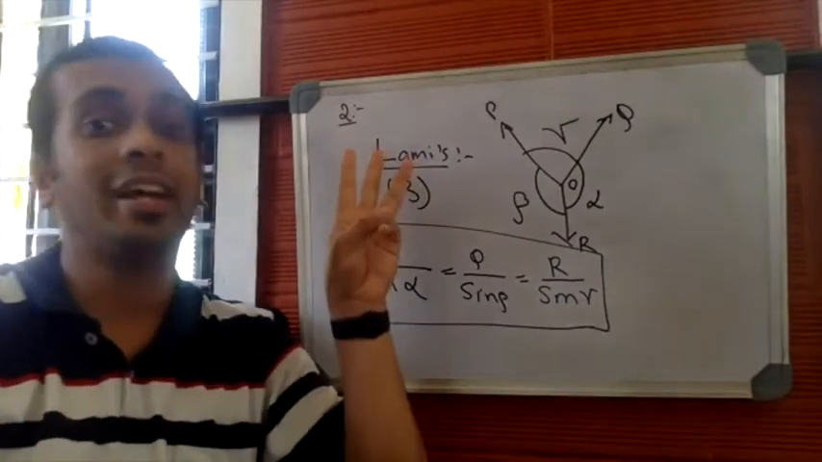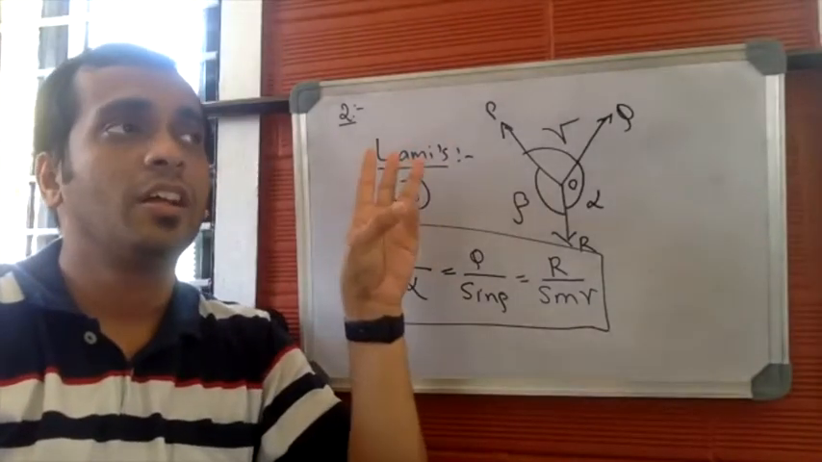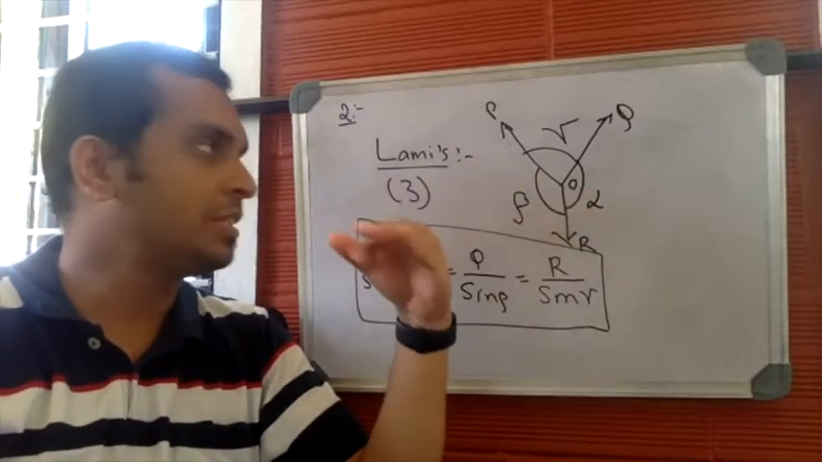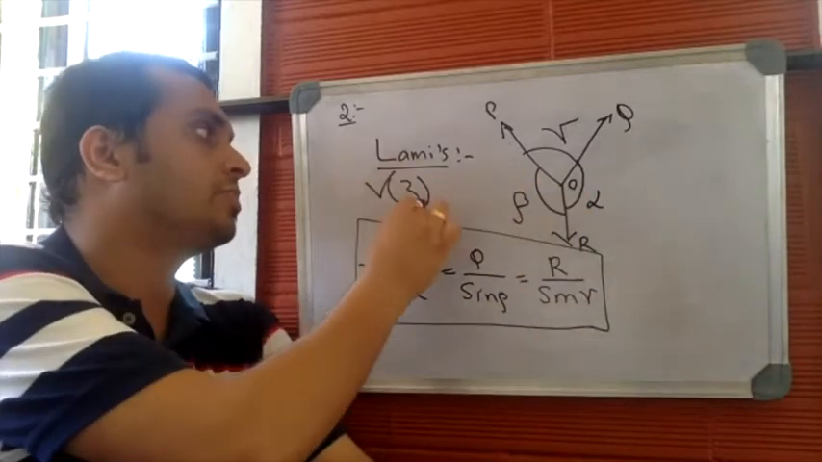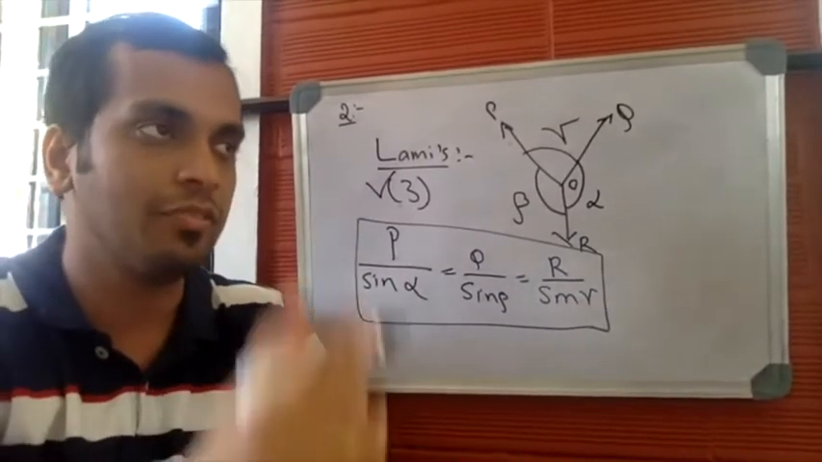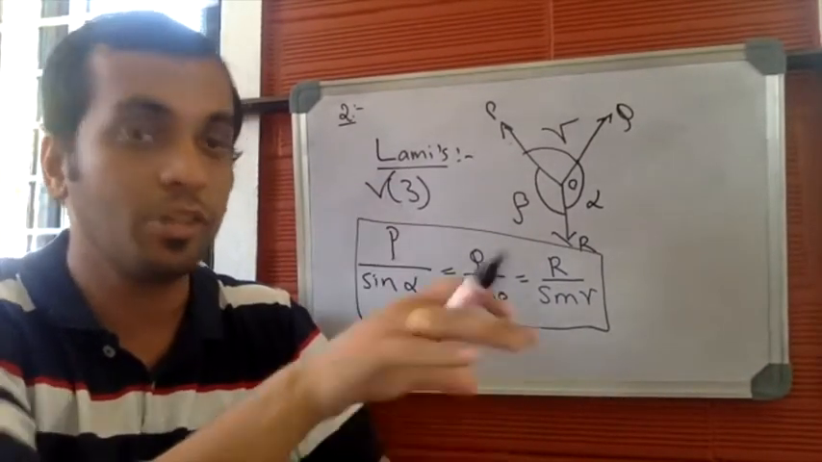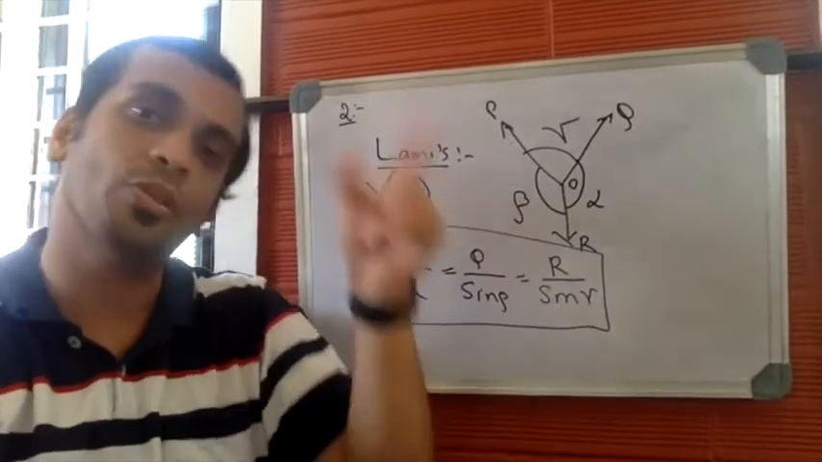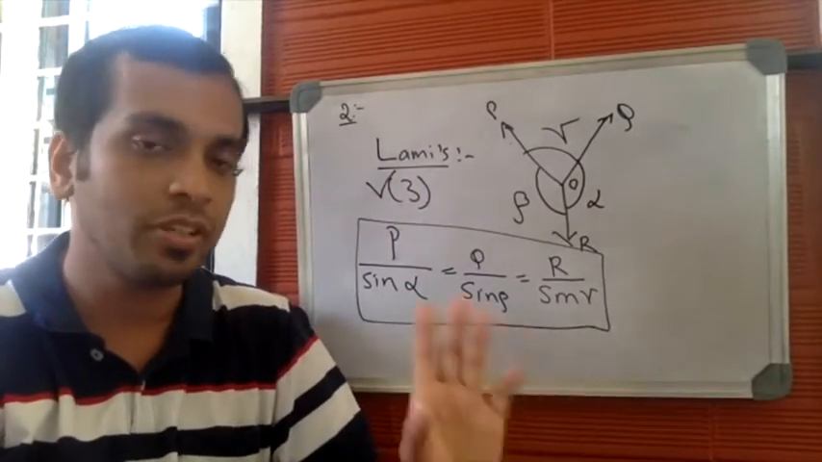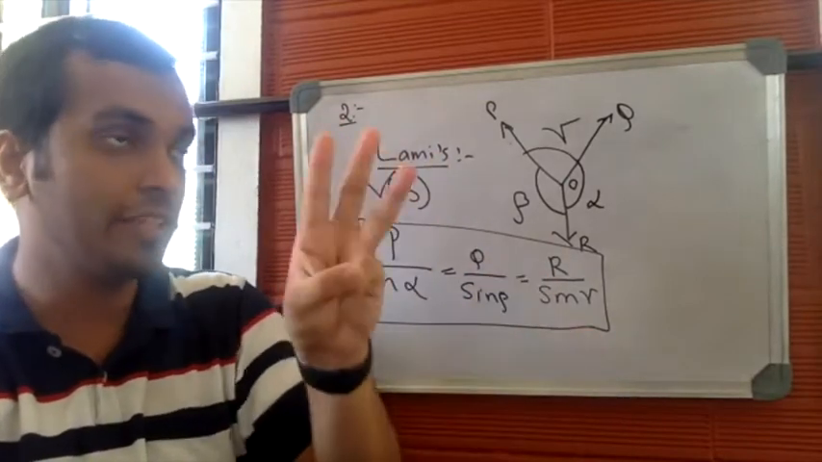Lami's theorem has a small disadvantage or limitation. It can be applied for a concurrent force system with three forces only. You cannot apply Lami's theorem to a concurrent force system acting on a body under equilibrium with more than three forces. So Lami's theorem can be applied for a system with three forces only.